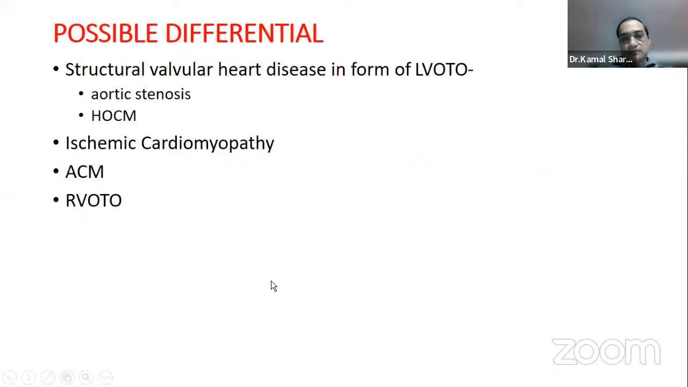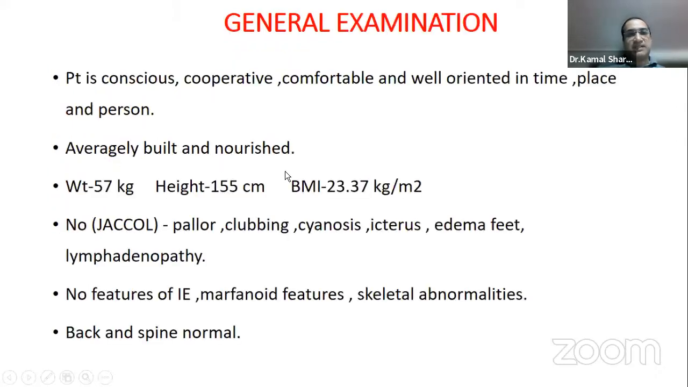So the possible differential, as I said, would be structural valvular heart disease in the form of LVOT obstruction, either because of HOCM or aortic stenosis, or arrhythmic cardiomyopathy. Now, this is a new terminology which is called ACM, arrhythmic cardiomyopathy. A lot of times the differentiation that is being given is arrhythmic cardiomyopathy, and there may be ischemic cardiomyopathy or RVOT obstruction can also present with the same.